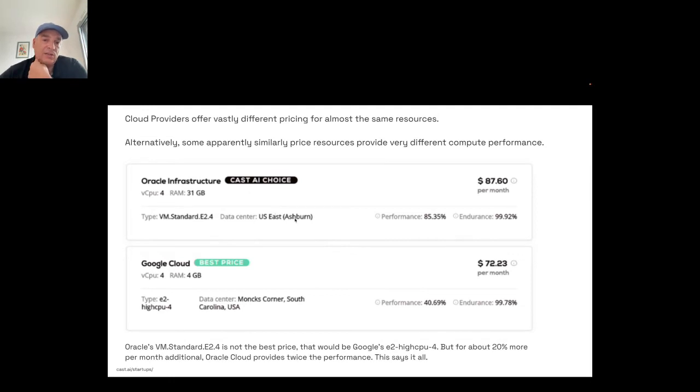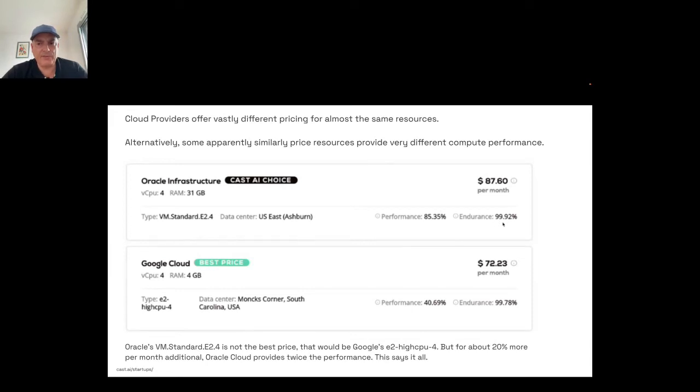They are both in US East Ashburn, in Virginia, which means they are within this 5 millisecond difference. And yes, the Oracle machine is more expensive by around 10%, or actually a bit more, like 14% more expensive. But look at this. The performance of the Oracle machine is twice the performance of the Google machine. So that means you have about twice the quantity of compute per dollar on Oracle than you have on Google, even though these 2 machines are very similar.